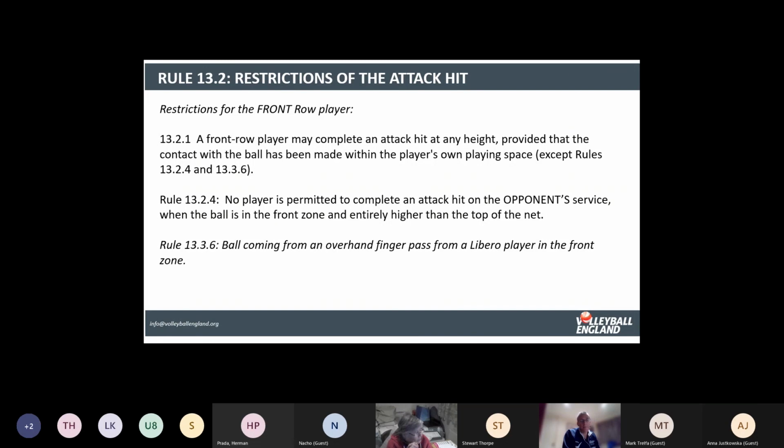The reason I put the rule in here at this point about the opponent's service is simply because, most likely, if you ever saw this fault occur, it would be a front row player trying to do it, in the same way that a front row player is not allowed to block the opponent's service either.